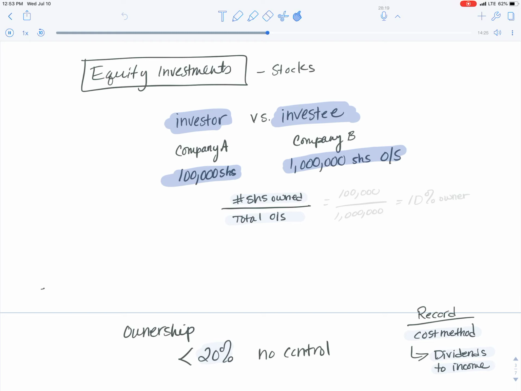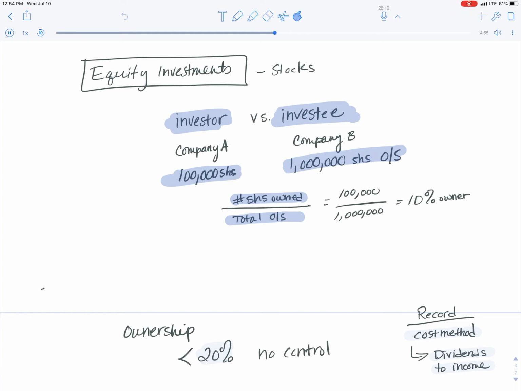This is going to be really important when we're looking at equity investments, to know how much we own of the company. So to figure that out, you're going to take the number of shares we own, or that we're going to buy, divided by the total outstanding shares of that company. So in this situation, we're buying 100,000 of this company's 1 million outstanding shares. So that makes us a 10% owner.